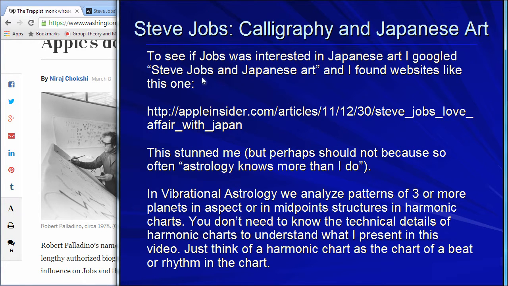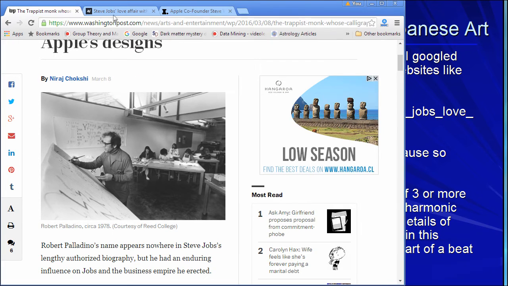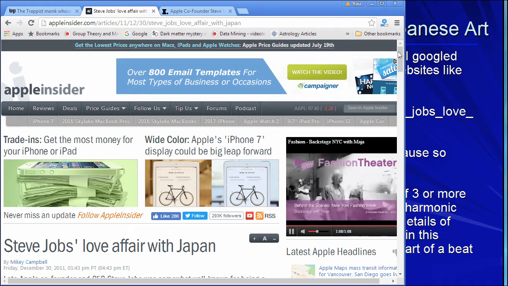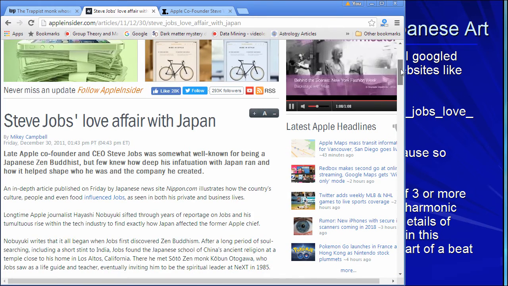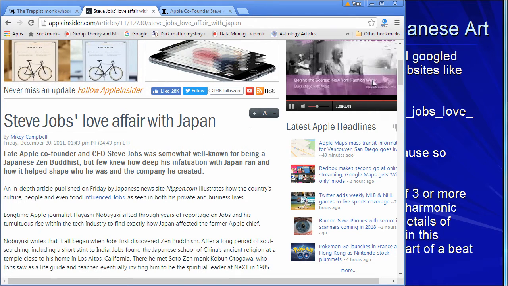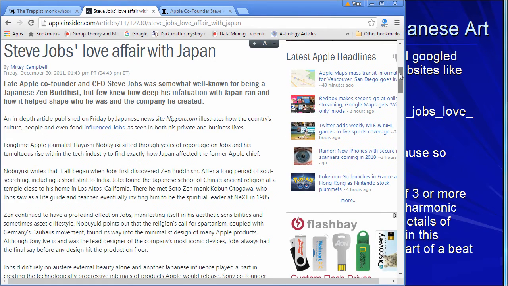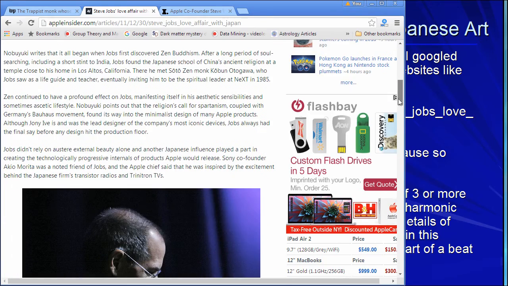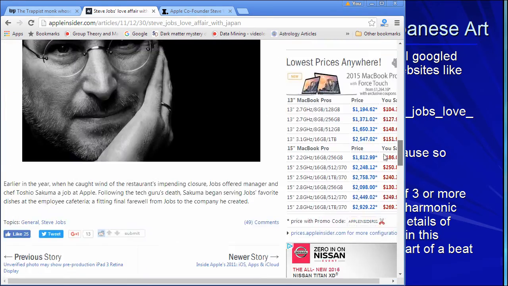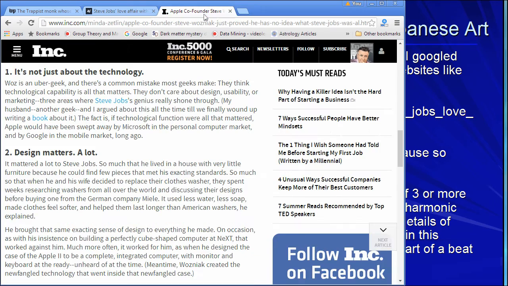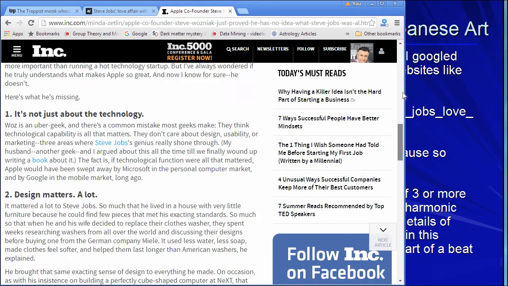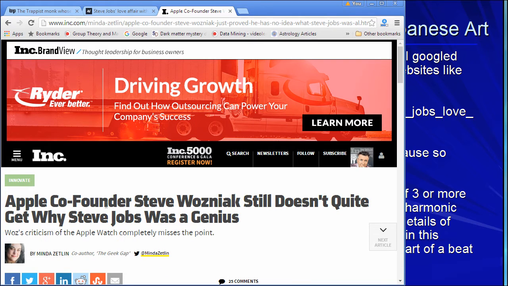So I go to Google, I type in Steve Jobs and Japanese art, and I find articles like this at appleinsider.com. Steve Jobs' love affair with Japan. This is mind-boggling. I'm thinking he probably likes Japanese art. Well, not only does he like it, according to this author, he's got an entire love affair with Japan, where it plays a huge role in his life. And then I find another article, this one at Inc.com, where this writer says that Steve Jobs was a genius.